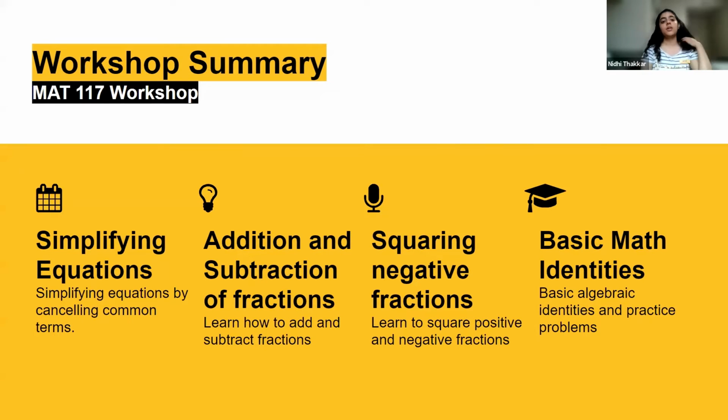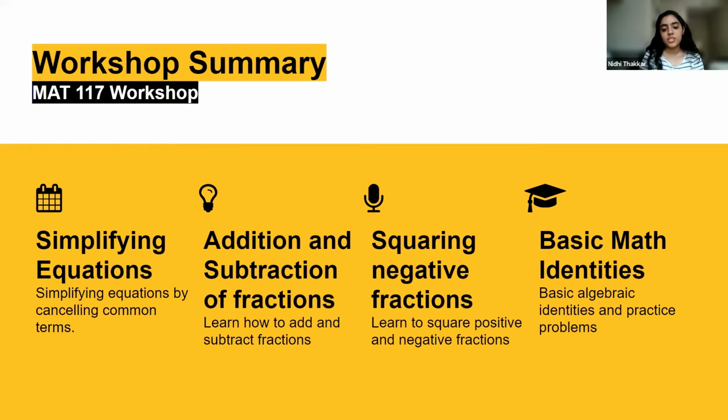That was all. Those are the basic problems we cover here. The summary: we learned how to simplify equations and cancel the common terms out. You would have to just expand it, cancel all the terms that are common, and then write it in the short form again. We also covered addition and subtraction of fractions, and we learned how to add and subtract fractions.